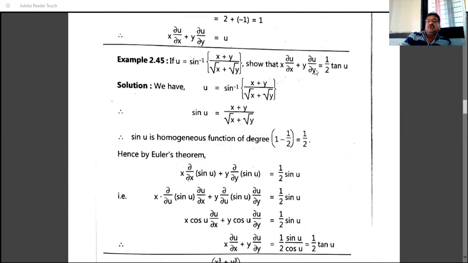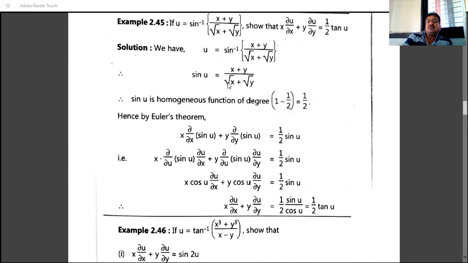So if this, then show that this. Okay. So here we use only one procedure. That is, we use Euler's theorem. So u is sine inverse of this. So shift this sine inverse to LHS. So sin u is x plus y divided by root x plus root y. And this RHS is a homogeneous function of degree: degree of numerator is 1, degree of denominator is half. So 1 minus half is half. So this whole function on RHS is a homogeneous function of degree 1 half.